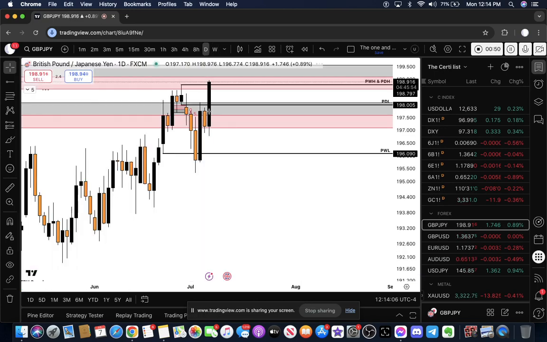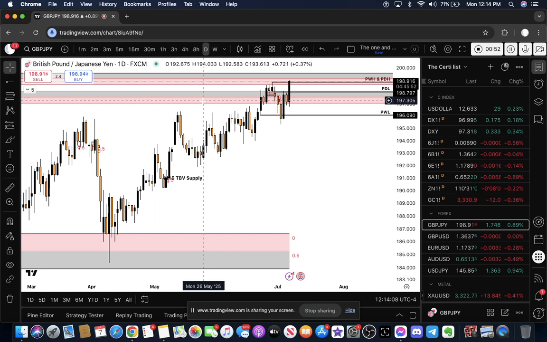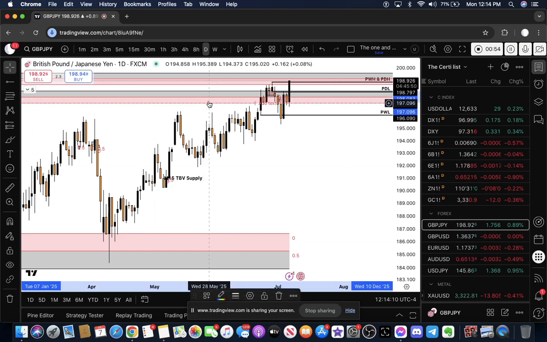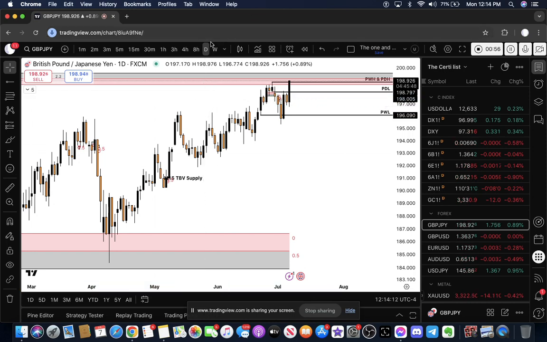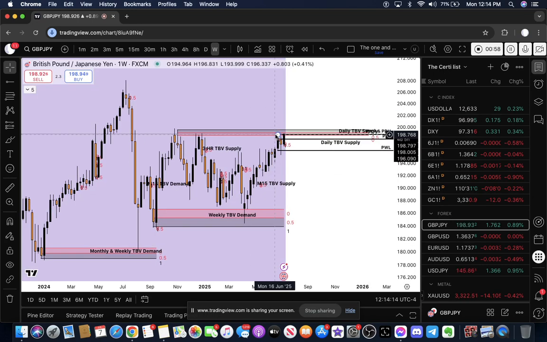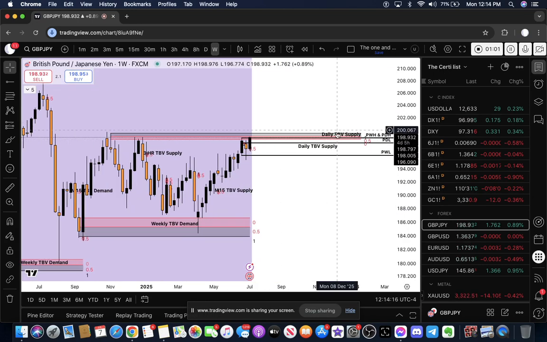GJ, from the previous week going into this one, we did take out that daily area of supply. So I'm going to go ahead and delete this area now. Looking left, we do see now price is at another area of supply. And let's see what price does in this area.